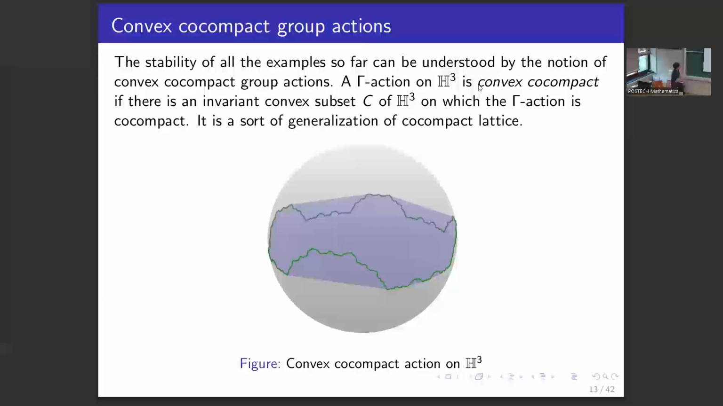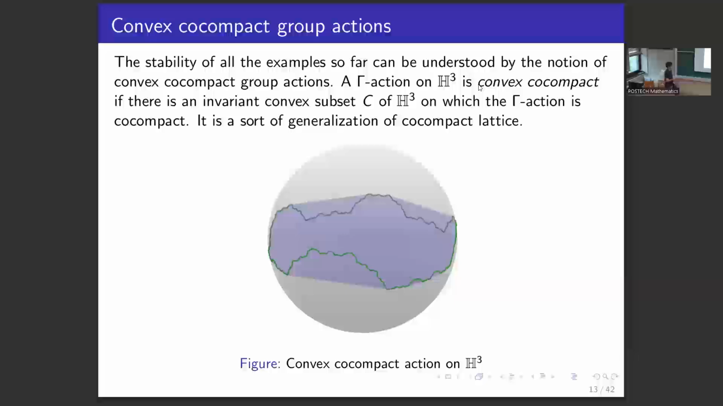It is called the convex co-compact group action. This is also a very classical object in the study of hyperbolic three-manifold theory. So the stability of all the examples so far is understood by the notion of convex co-compact group action. So what is a convex co-compact group action? If you have a gamma action on H3, then for that action there exists a convex subset of H3 on which the group action is co-compact.